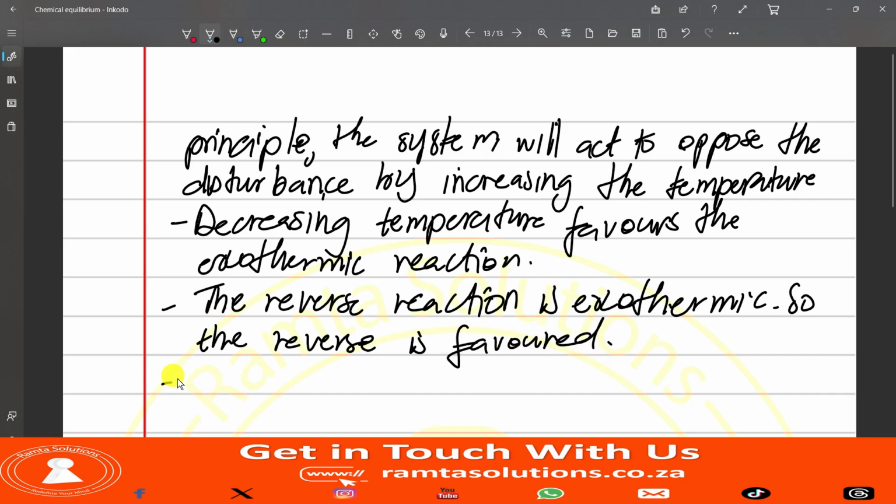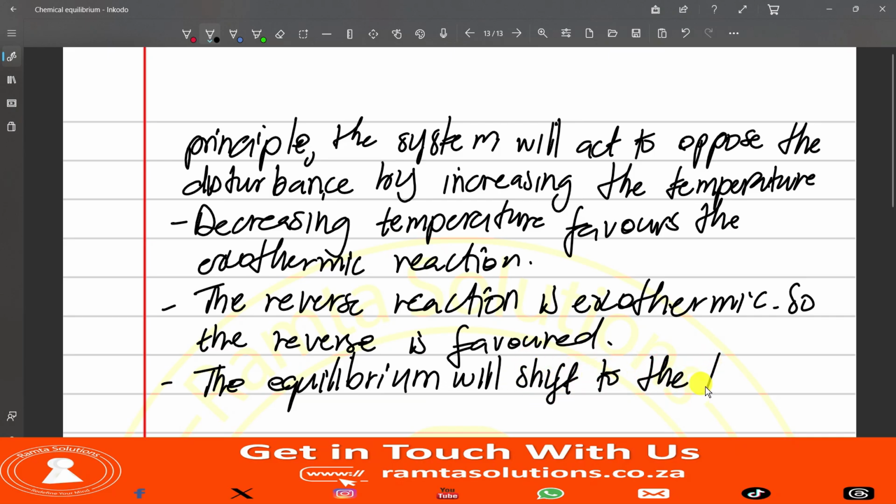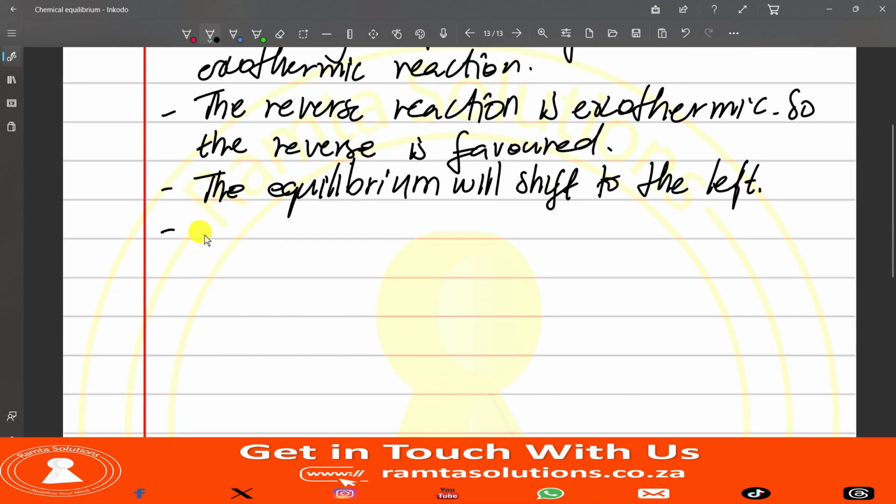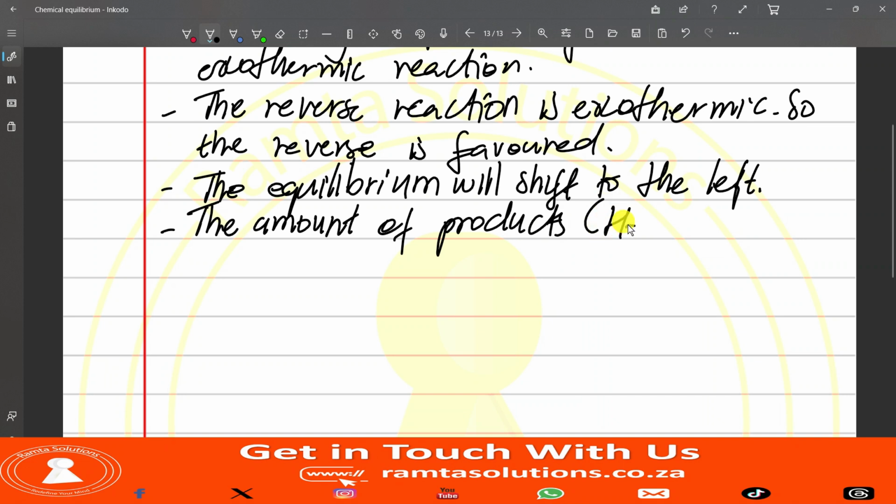Okay, what does it mean if the reverse reaction is favored? The position of the equilibrium will be shifting to the left. So the equilibrium will shift to the left. If it shifts to the left, what's happening with the amount of products? It will decrease, isn't it? The amount of products. What were our products here? It was water vapor and carbon monoxide gas.